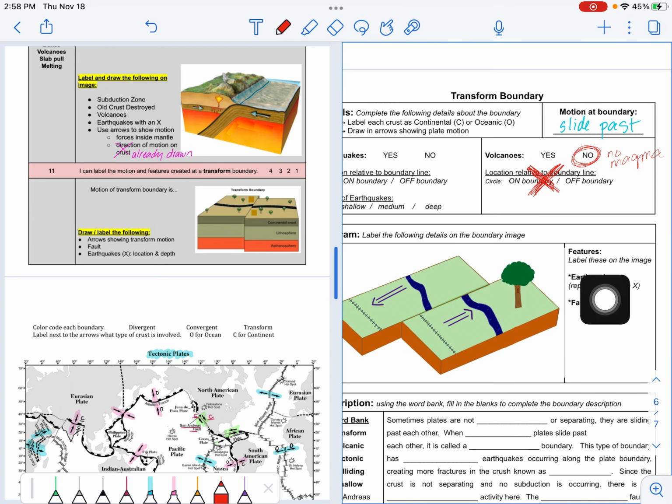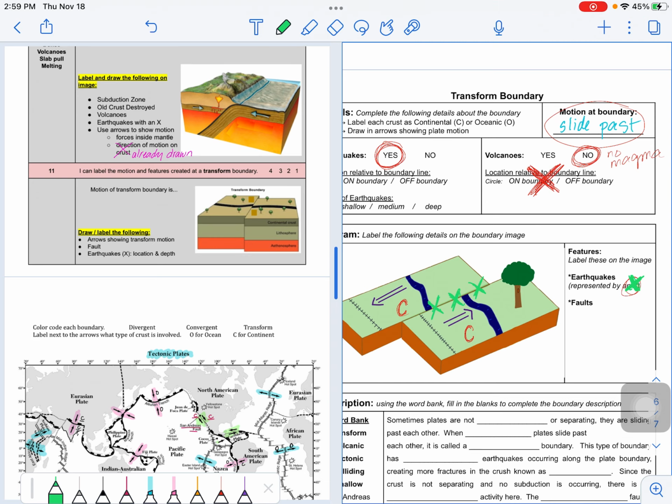As far as earthquakes go, we definitely still have those because the plates are moving. They're sliding past each other. In our particular picture, we are looking at two pieces of continental crust, but this can really occur anywhere on Earth. Earthquakes, just like before, are going to be represented with an X and are created by motion of those plates. So the most movement we see when these plates interact is right on the boundary line.